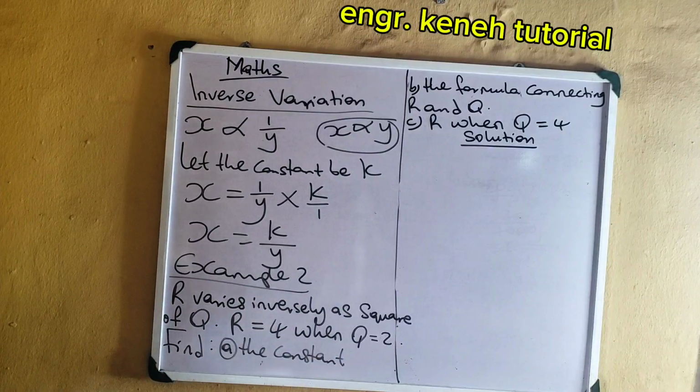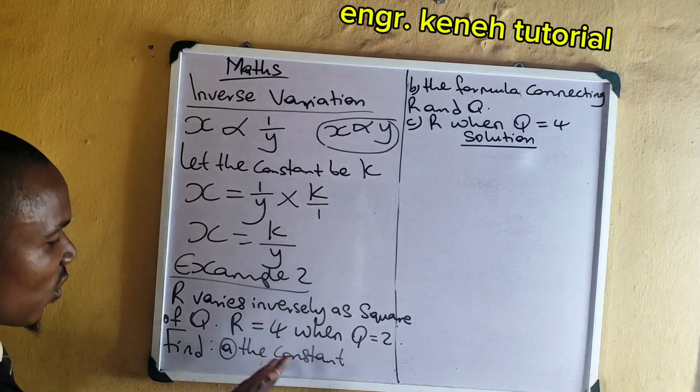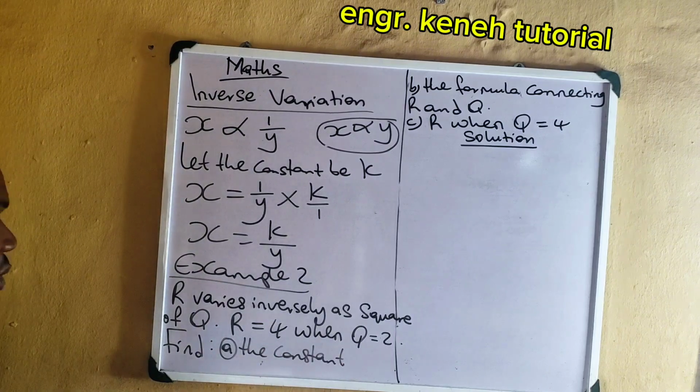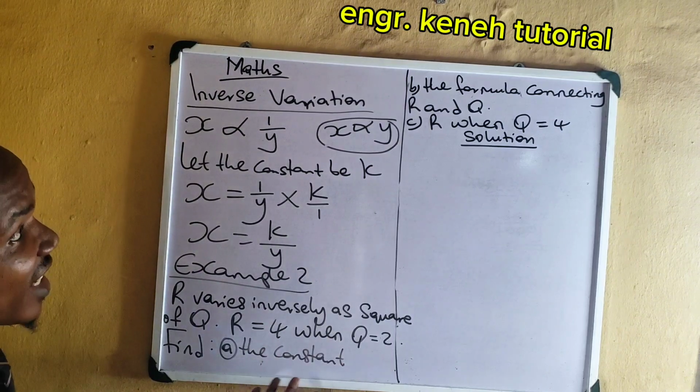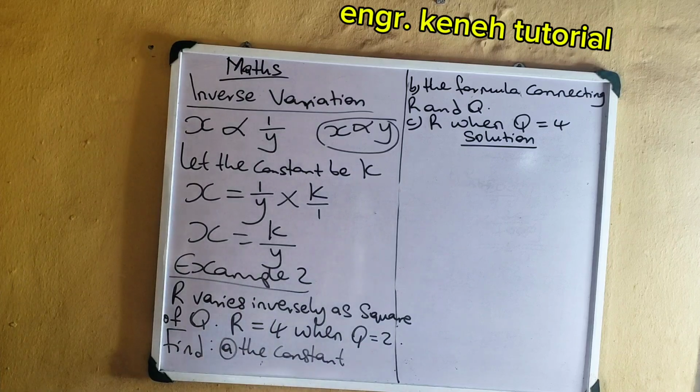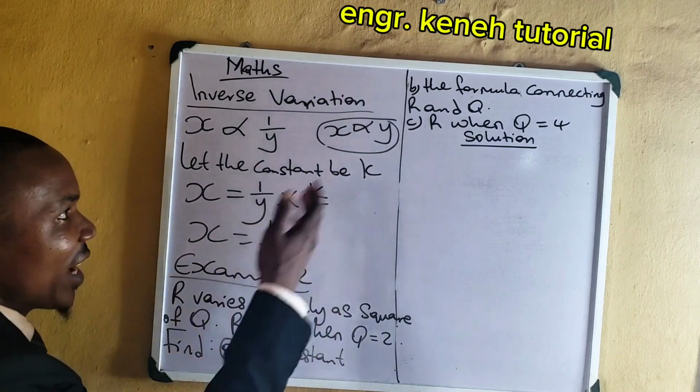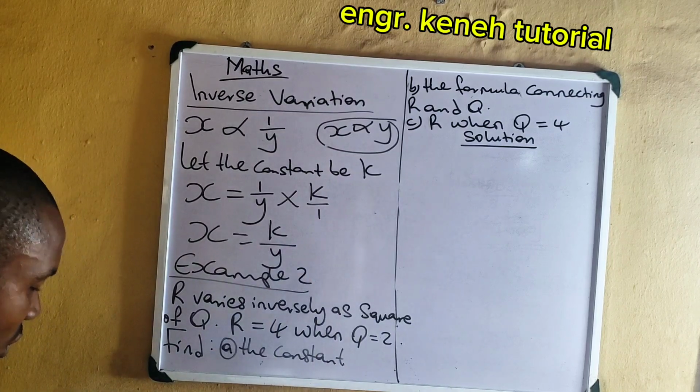All right, we have example 2. Example 2 says R varies inversely as square of Q. R is equals to 4 when Q is equals to 2. Find A, the constant, B, the formula connecting R and Q, and C, R when Q is equals to 4.